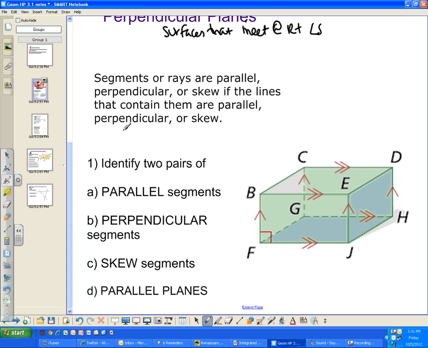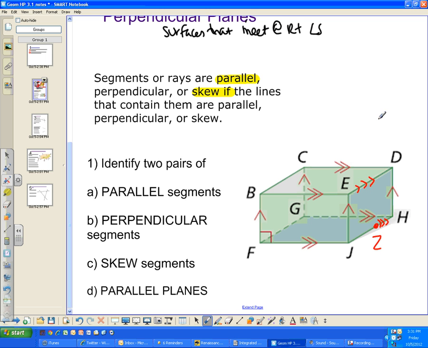Again, if I give you segments or rays, just a quick hint: they're going to be parallel or skew if the lines that they exist on are also parallel or skew. So, for example, let's say in this picture, I give you another point right here, and I'll call this point Z. Well, if I tell you that these 2 lines are, there's my 3 arrows showing that they're parallel.